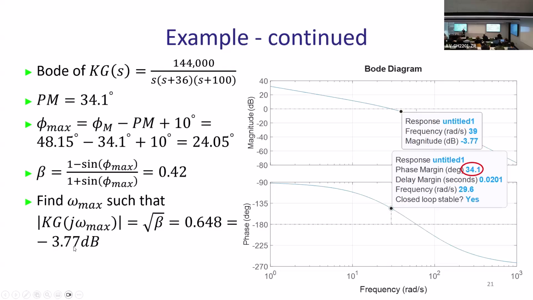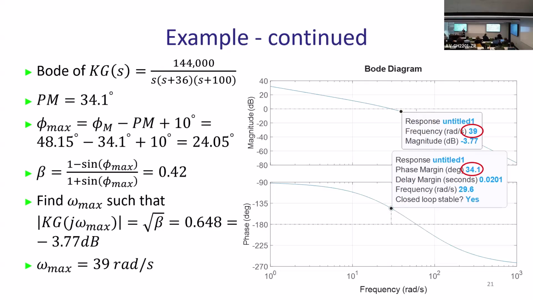20 log. You get negative 3.77. Okay, so I'm going on that plot, scanning until I get to the point of negative 3.77. This is where my gain is at that omega max right now. At that point, I will have omega, which is 39 radians per second. So this is that particular point here. Omega will be 39 radians per second.